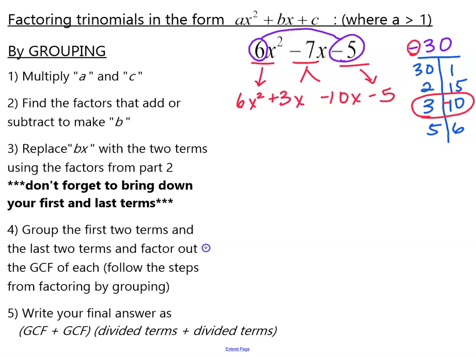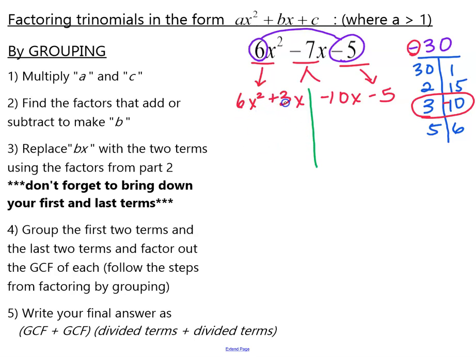Now let's look at step 4. It says group the first two terms and the last two terms. So let's do that first. I'm going to draw my line to group the first two and the last two. And we need to factor out the GCF from each one. Okay, so this follows our steps from the video where we practice factoring by grouping. So let's go ahead and find the GCF from the first two terms.